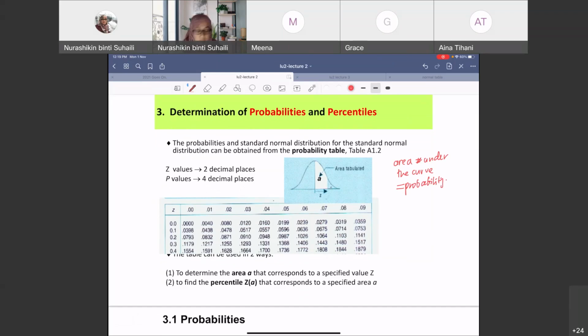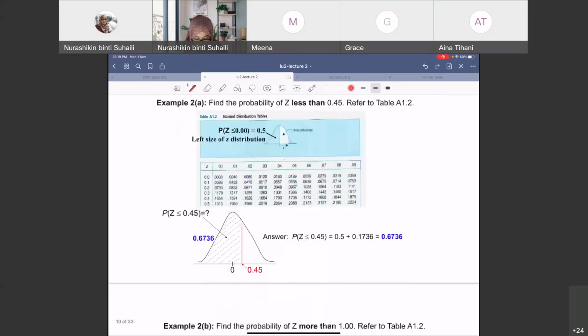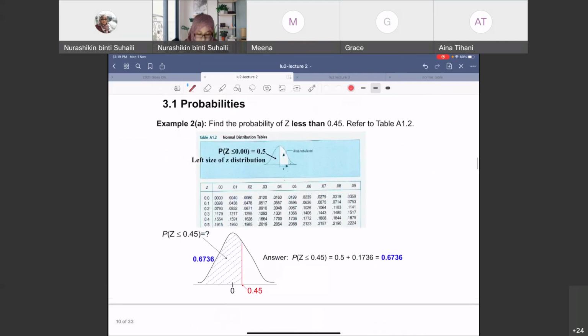Without the Z table, you do not know how to find this area. There is no formula to calculate the area under the curve. It must be based on the table, okay? So that is the purpose of using the Z table. We want to find the area and also the percentile. Okay, let's have a look at an example.